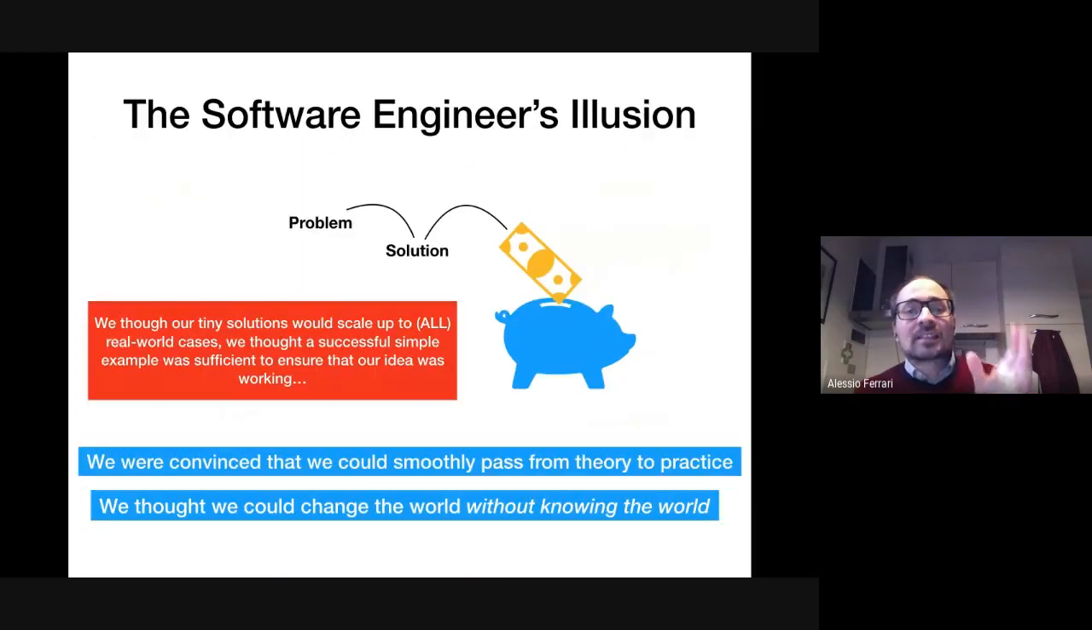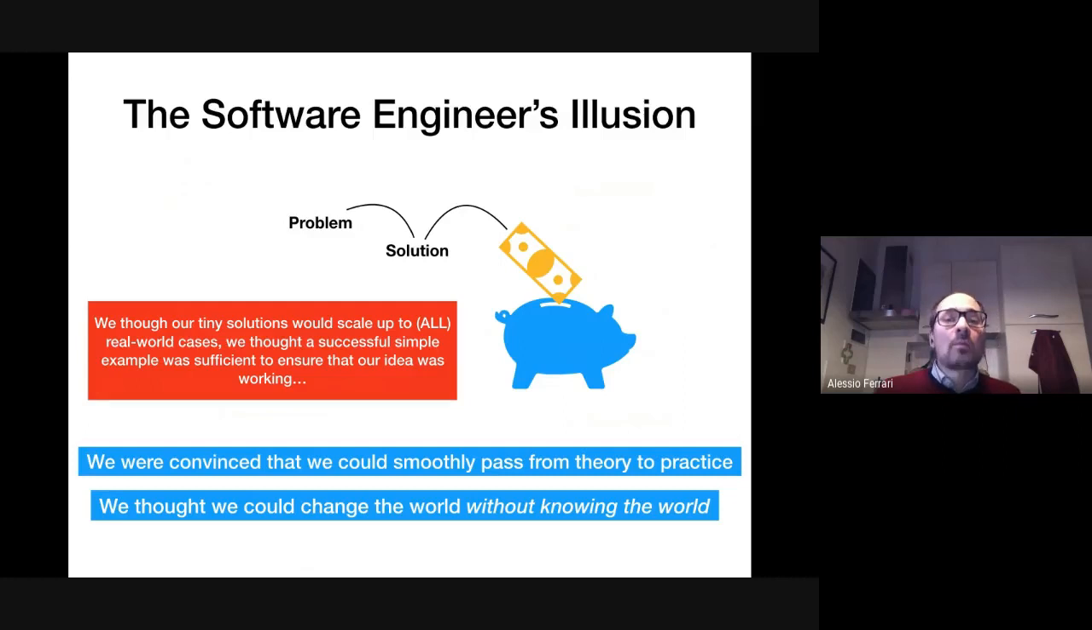The illusion was that given a problem, we would invent a solution and then make money, of course. We thought that our tiny solution would scale up to all real-world cases, and we thought that making quite successful simple examples was sufficient to ensure that our idea for solving a software engineering problem was working. So the main problem was that we thought we could pass from problem to solution and from theory to real practice, to real world, without basically knowing the world. Okay, so we thought we could change the world, as it's written here, without actually first studying the world and understanding better the problem space.